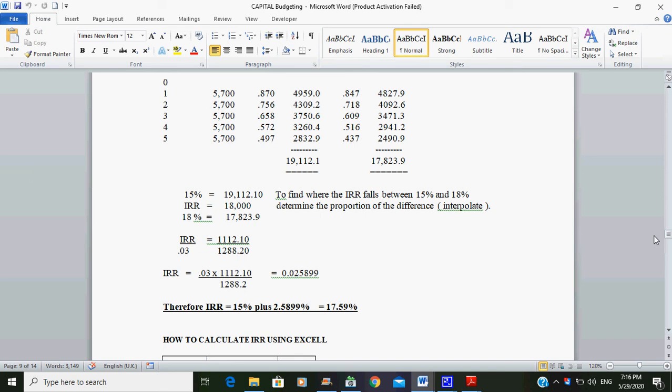So now we're going to find the IRR. You're going to put the IRR over the difference between the two percentages to find where the IRR falls between 15% and 18%. Determine the proportion of the difference, right? So we have IRR over 0.03 equals. Now this 19,112.10 minus the 18,000 from the 19,112, and to get the 1,288, you will have to subtract.